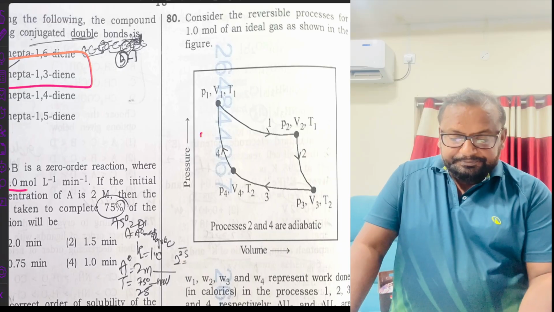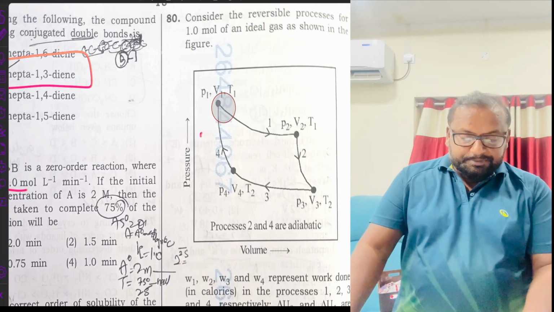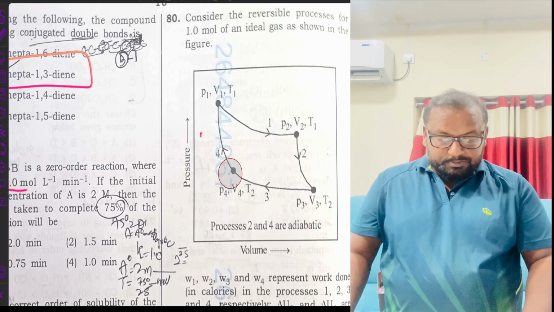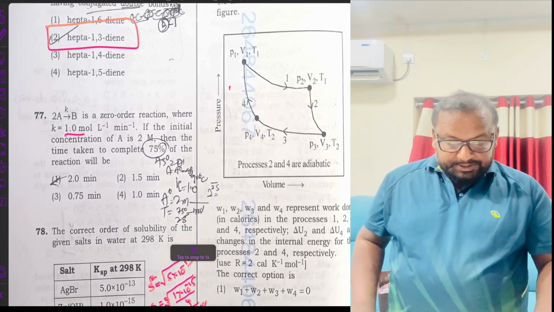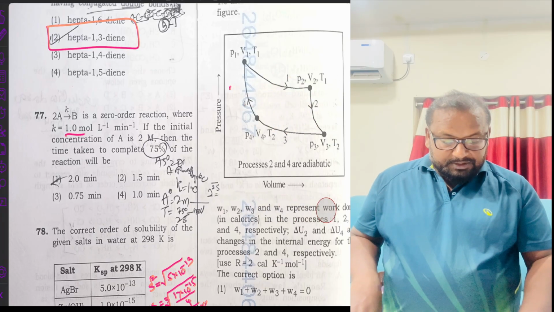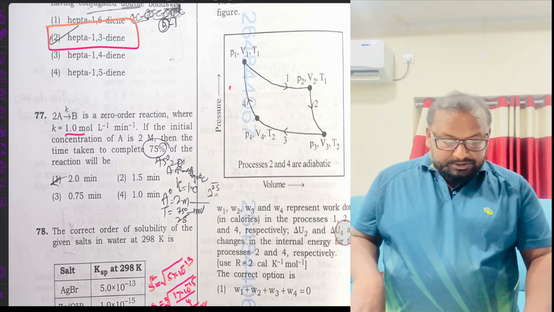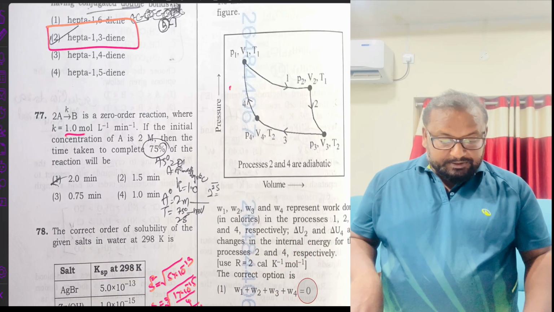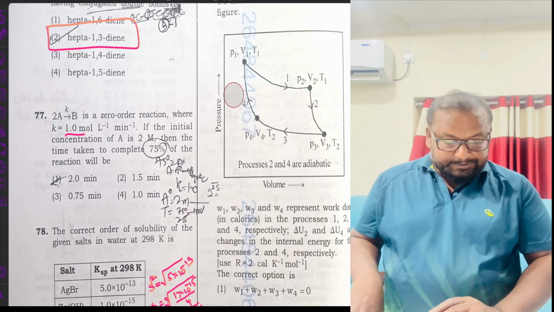Consider a reversible process for 1 mole of ideal gas shown in the figure. So we are starting from here. This is process 1, this is process 2, this is process 3, this is process 4. And what did he mention? W1, W2, W3, W4 represent the work done in calories for processes 1, 2, 3, 4. U2, U4 are changes in internal energy of processes 2 and 4. The correct options are, and processes 2 and 4 are adiabatic processes.